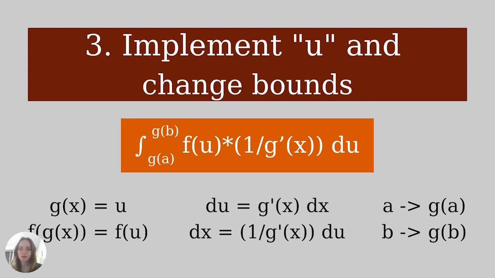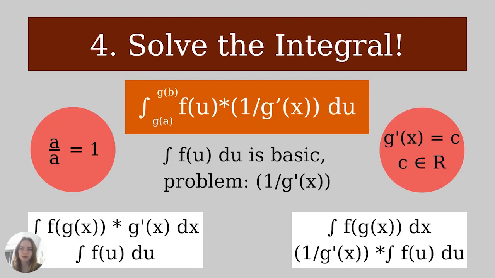For our third step, we plug everything back into our equation. So our g of x is u, so f of g of x is now f of u. And by some basic algebraic manipulations, we know that dx equals 1 over g prime of x du. So we can substitute that in for dx. Lastly, we need to change our bounds to be consistent with our U-Substitution, and we do this by plugging each bound into u, aka plugging them into g of x. So a becomes g of a and b becomes g of b.